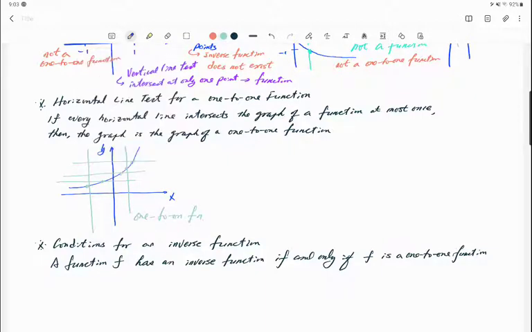Okay, how about this? Is this a one-to-one function? Yes, because each horizontal line intersects at only one point, right? How about the vertical line? Each vertical line has only one intersection. This is a one-to-one function.